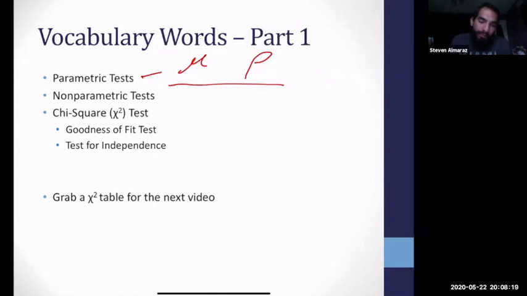We're going to start off by talking about the goodness of fit test, and then we'll move on to the test for independence. These are our two different types of chi-squared tests. Remember, like kayak. Before we get to the next video, I want you to go grab your chi-squared table because we're going to be using that. All right, I'll see you then.